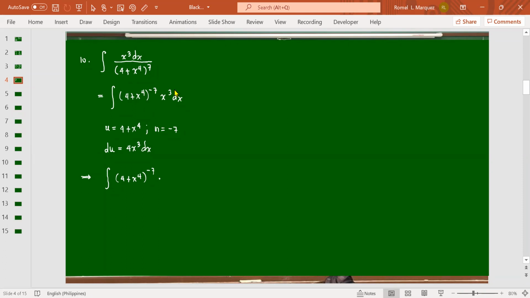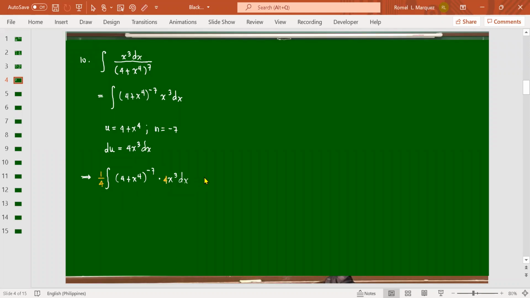For x cubed dx to be du, what is needed to be multiplied? What do we need to multiply to it, Bene? To complete the du, 4. So we have 4x cubed dx. I multiply x cubed dx by 4, so there is a violation in algebra. To compensate with that, I'm going to balance it outside. Did you get that, Bene? Balance outside by 1/4.